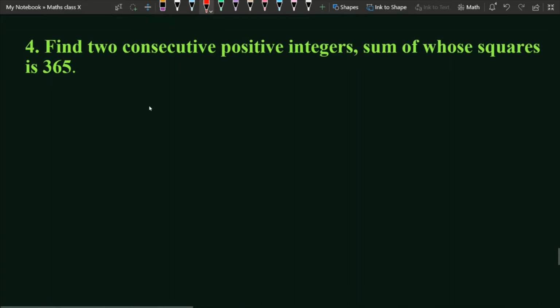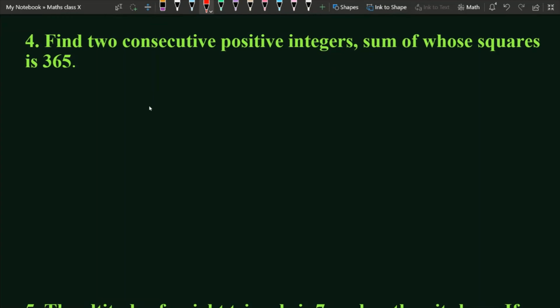Fine. This is the fourth question. You see in the word problem, what is the main thing here? The main thing is the equation, the quadratic equation you are getting, that must be right. If it is right and you know how to solve it, as I have already dictated in previous 5 questions, then you can solve it very easily and get the answer. Find two consecutive positive integers, sum of whose squares is 365.